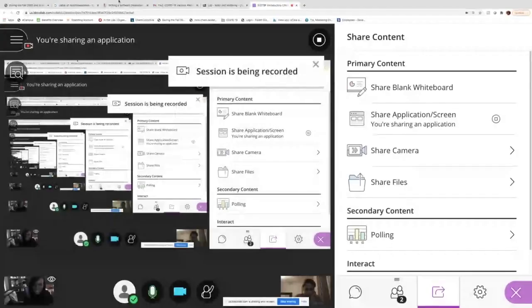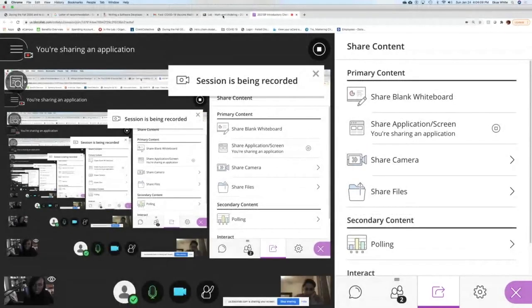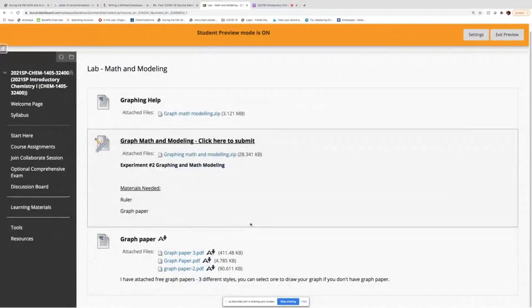Option just in case. And then, yeah. So for this one here, I also posted graph paper for you to access. I have graph paper here. So if you don't have graph paper, you at least have options here, different styles.